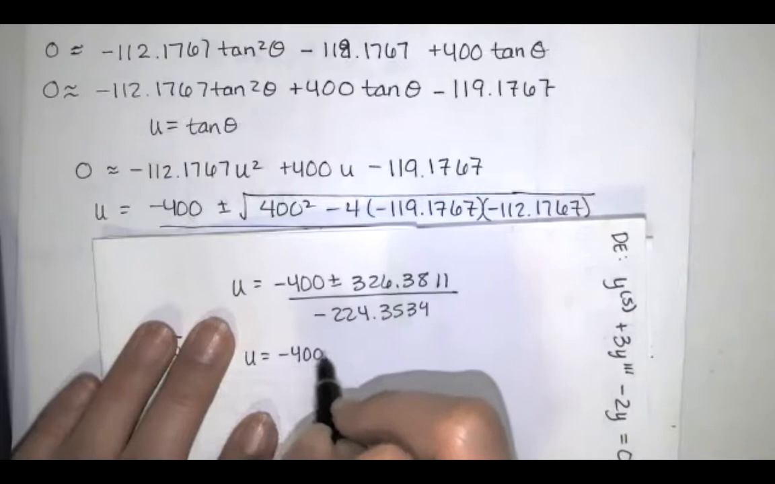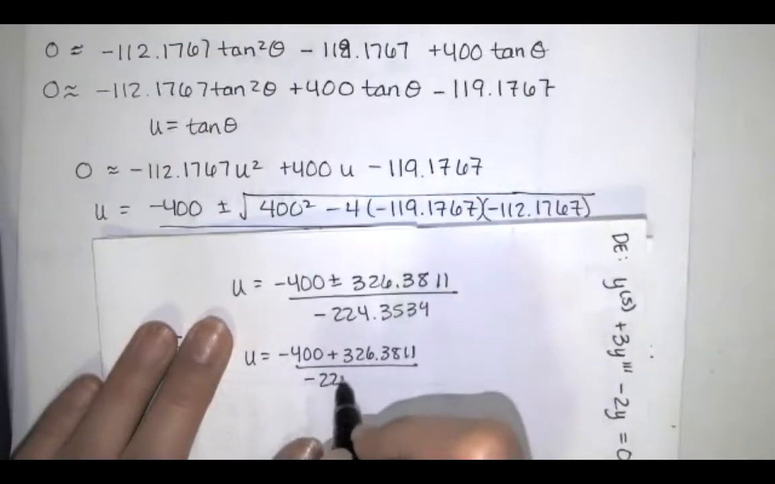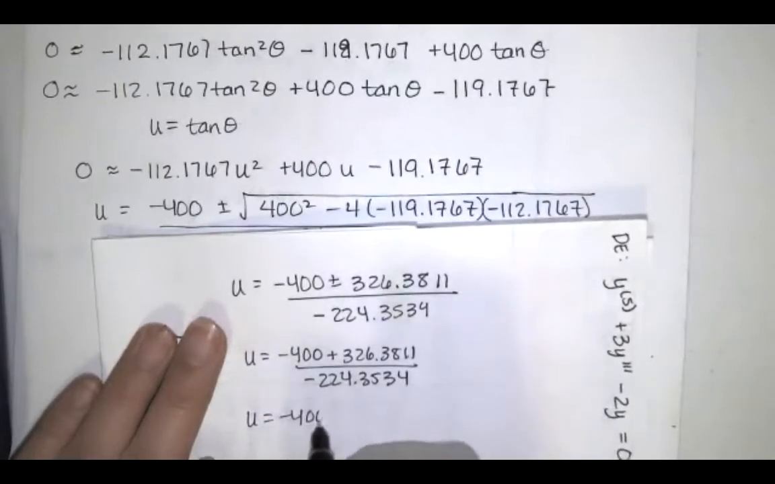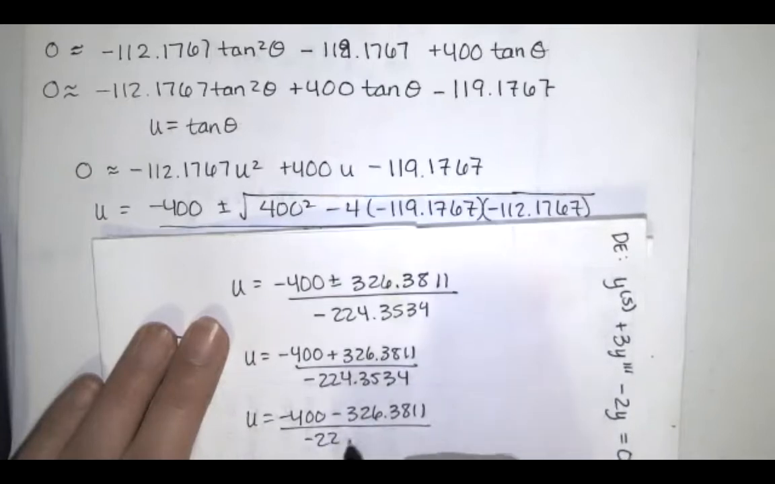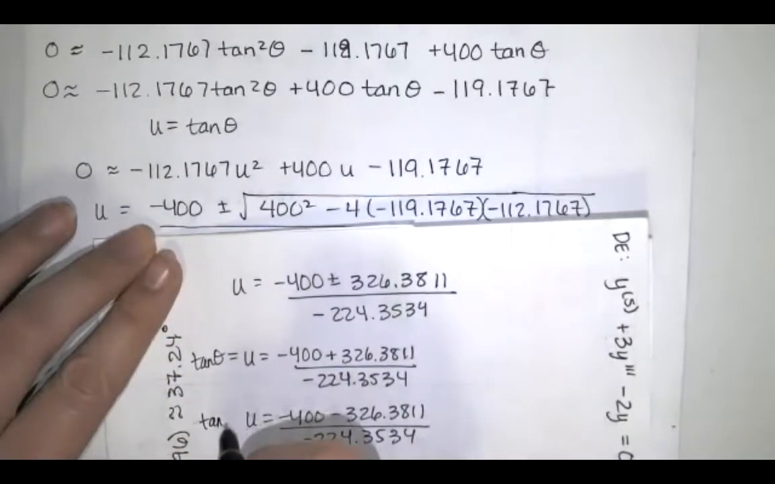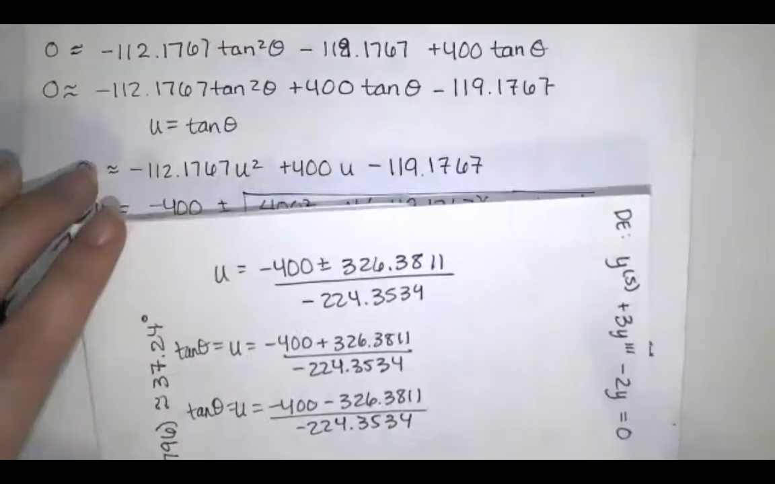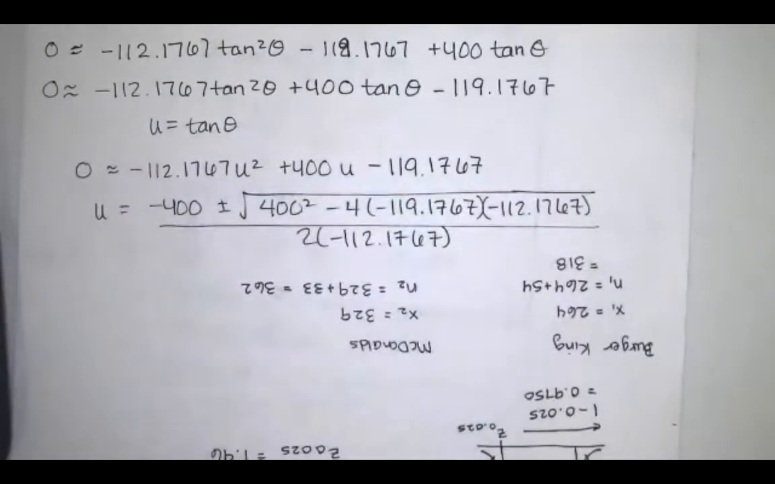Okay, so we have two values of u. u equals negative 400 plus the 326.3811 over the negative 224.3534. And u equals the same thing, but with a minus sign in the numerator instead. Now both of these are equal to u, which is equal to tangent of theta. So once I find the value of the tangent of theta, then I can take the inverse tangent to find out what theta is supposed to be. So let's figure out what that is.